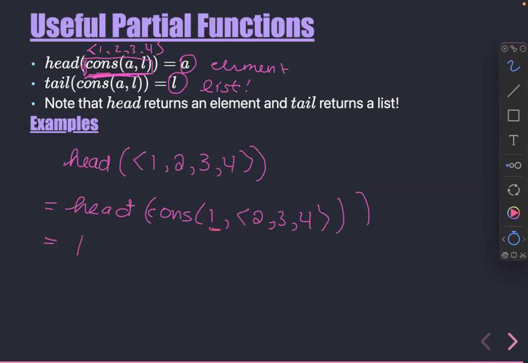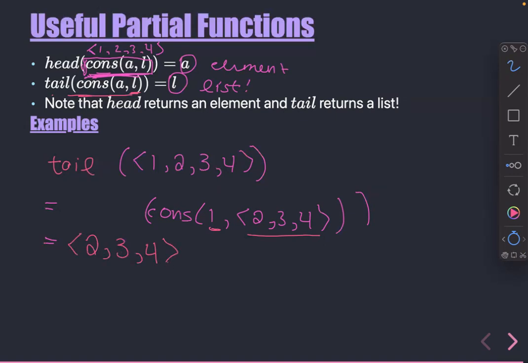And similarly for tail, if I were to do tail of 1, 2, 3, 4, I could just rewrite 1, 2, 3, 4 using cons again. And then I'm just returning tail, and for cons of A and L, it's returning that second element. So it would be returning 2, 3, 4.